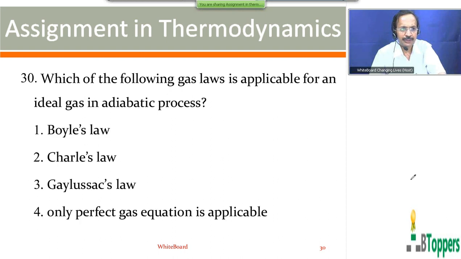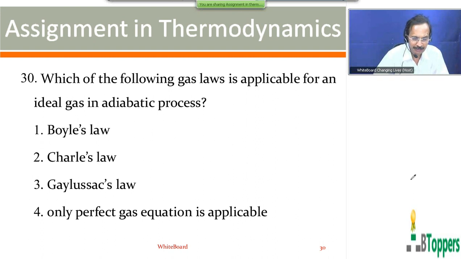See the last question, question number 30. Which of the following gas laws is applicable for an ideal gas in an adiabatic process? Boyle's law cannot be applied for an ideal gas in adiabatic expansion, because, as explained earlier, in adiabatic expansion the temperature of the gas decreases. The internal energy of the gas decreases because work is done by the gas at the cost of its own internal energy, since no heat is supplied from outside. So the temperature decreases in adiabatic expansion, whereas in adiabatic compression the temperature increases. So the temperature is not constant in adiabatic changes for an ideal gas, and Boyle's law cannot be applied.